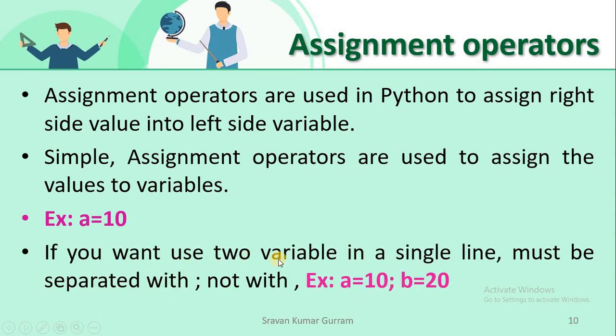If you want to use two variables in a single line, those two variables must be separated with semicolon, not with comma. Generally in C, C++, Java, if you want to declare two variables in a single line, those variables are separated with comma. But in Python, those must be separated with semicolon. That is very important point here.